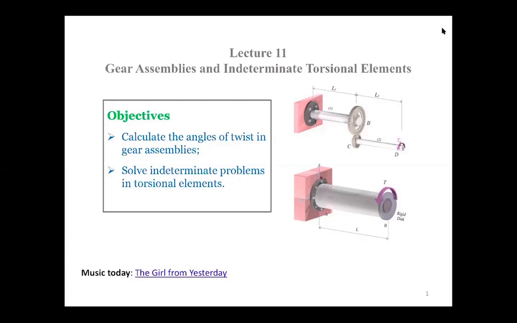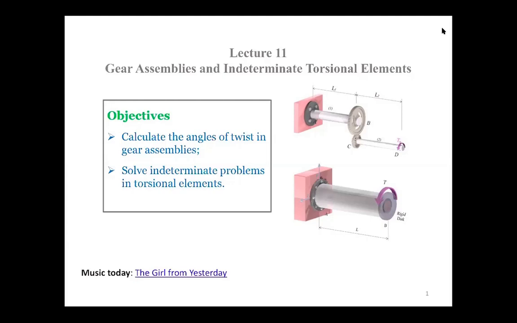Their torques will be the same, right? This is rule number 5. Rule number 4 said their angular velocity will be the same, but their angle of twist will not be the same, will not be equal to each other.